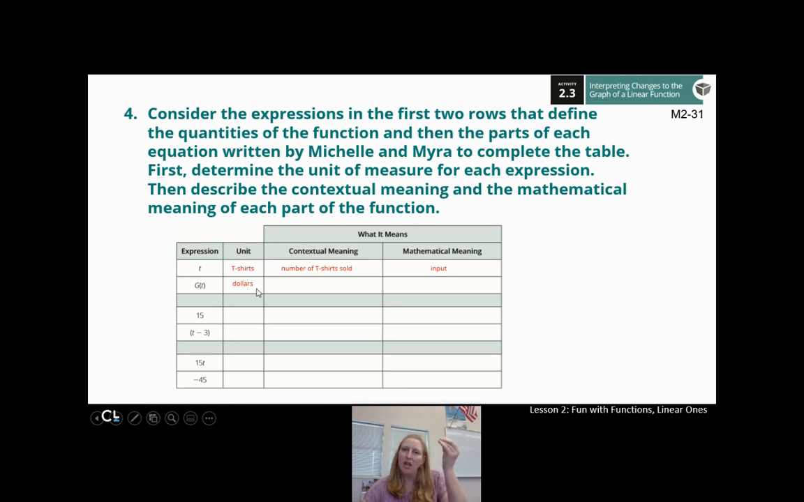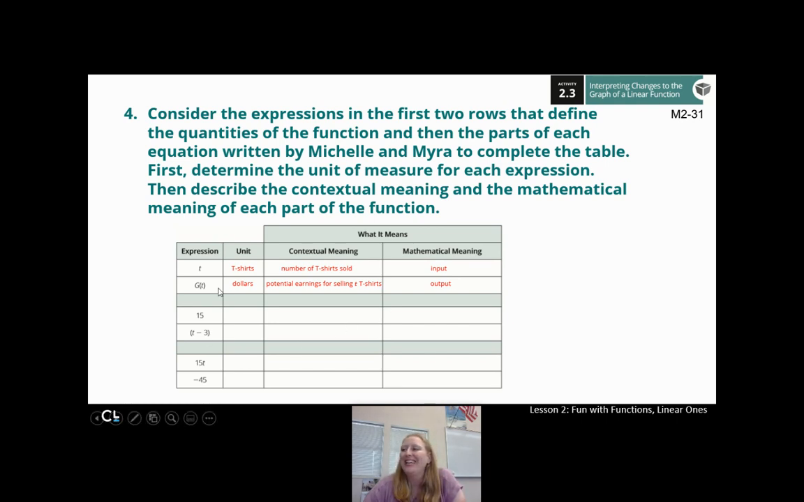Got some cash, money. Yeah. So we've got our dollars here. And of course, the contextual meaning is potential earnings for selling t-shirts, how much money she gets for selling her t-shirts. And that is, of course, our output. We input t-shirts, we output money. It's a good business model.